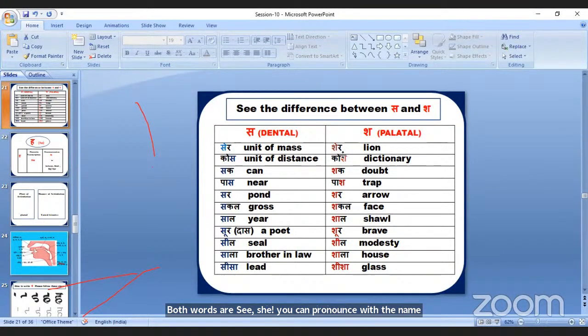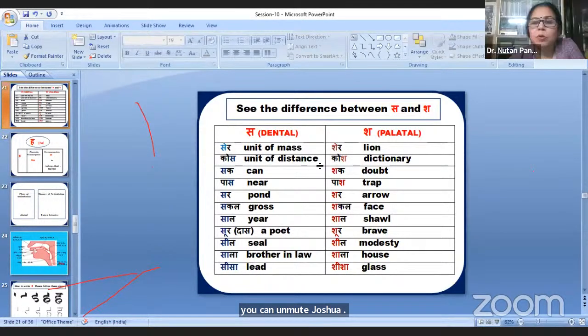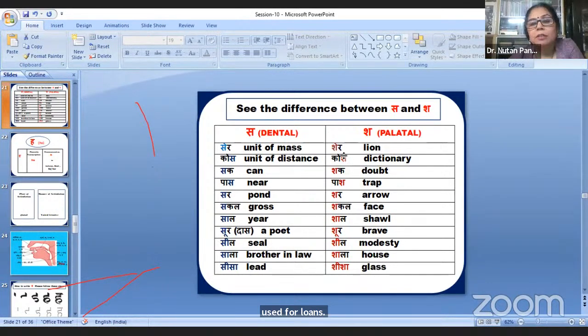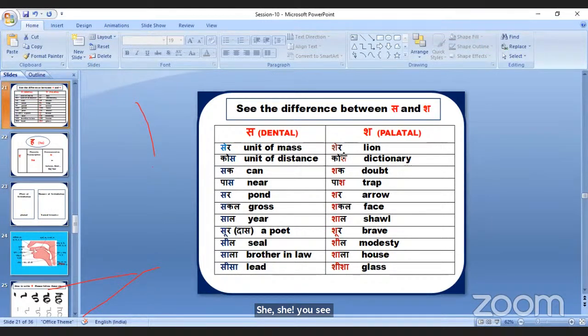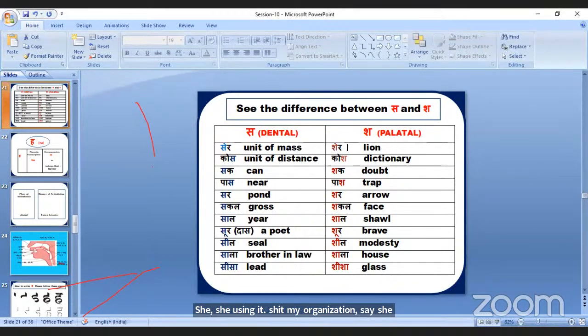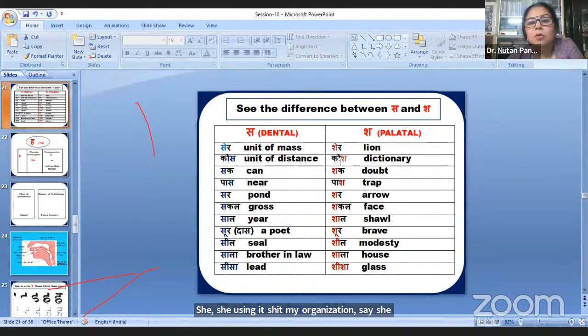You can unmute yourself. शेर, शेर. You can see the difference. You can feel the difference of the sound, and the meaning is also different. First meaning is unit of mass, and the second one is shape. When we put this sha, it changes the meaning, and it will be used for lion. Listen very carefully to my pronunciation. Say, share. शेर. Good.